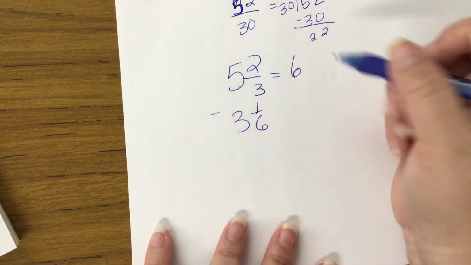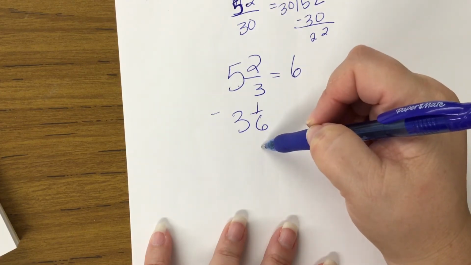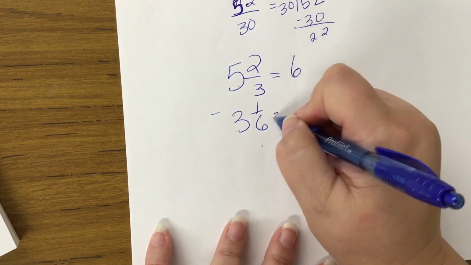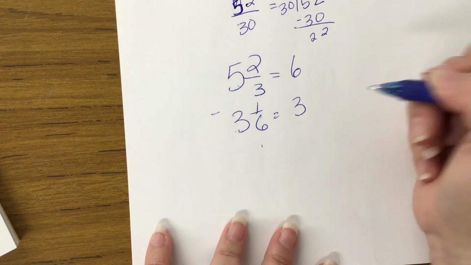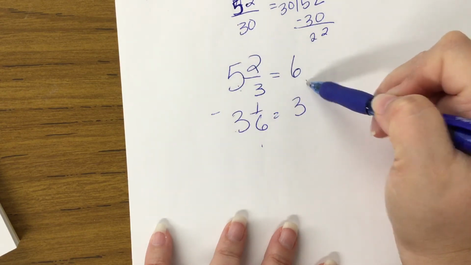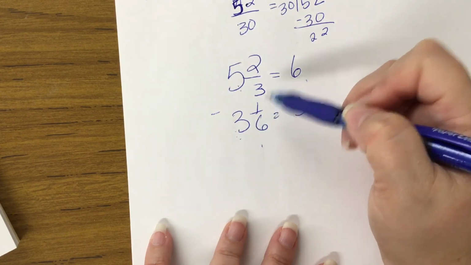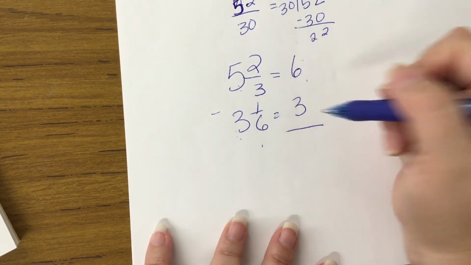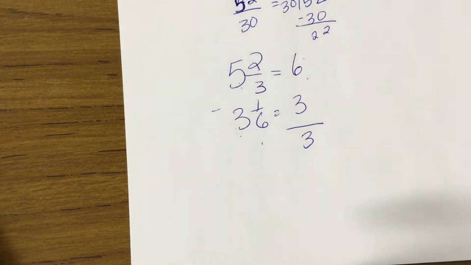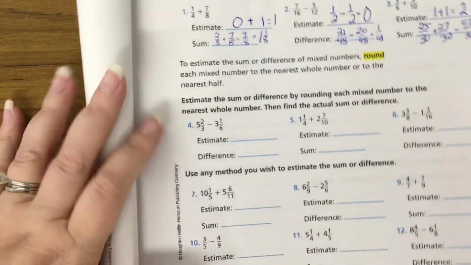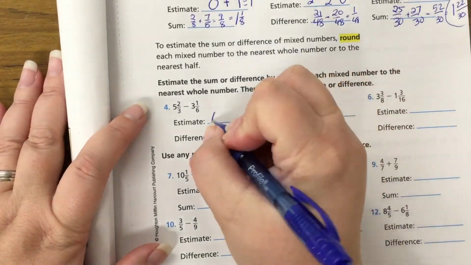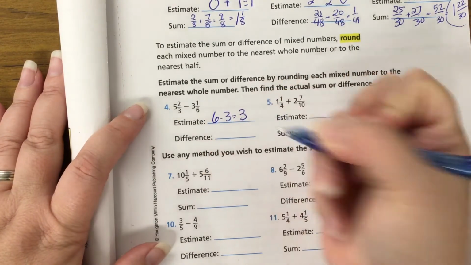And then 3 1/6, well, 1/6 is less than 1/2, so I'm going to keep 3 the same. I'm going to move 5 up 1, and leave 3 the same. Remember the rules of rounding? If you can't go up, you just stay the same. All right, so 6 minus 3 is 3. So what I'm going to write for this is 6 minus 3 equals 3.